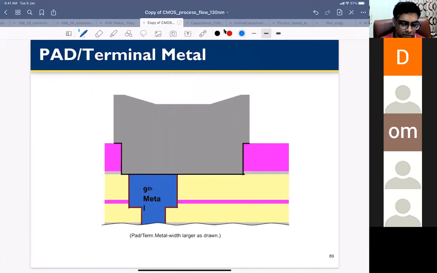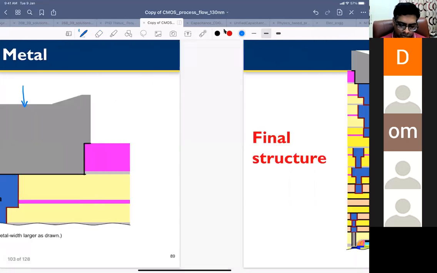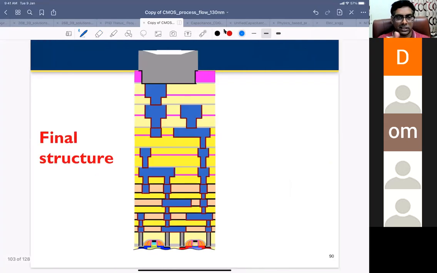So this is what you see. This is where you do the measurement. This is your terminal metal, and you can give voltages and currents to this terminal metal. That's what you see on the outside. So this is the whole structure that we have seen, and we have seen how to fabricate this structure.